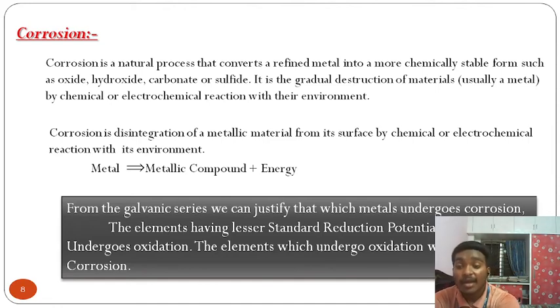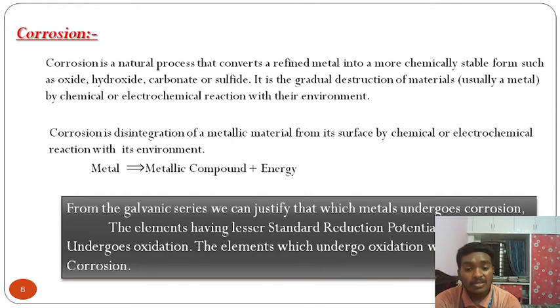From the galvanic series, we can justify which metal undergoes galvanic corrosion, as we previously justified in the galvanic cell. The metal which acts as anode undergoes corrosion, undergoes oxidation. If there are more than two or three metals, we can verify which metal undergoes a rapid rate of corrosion. From the galvanic series, we can justify which metal undergoes corrosion.